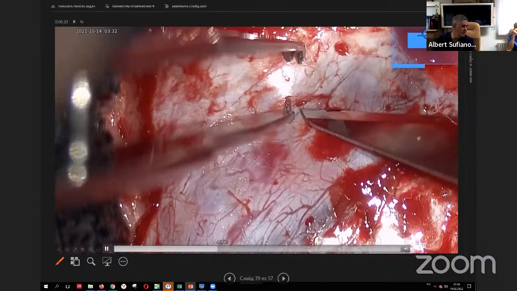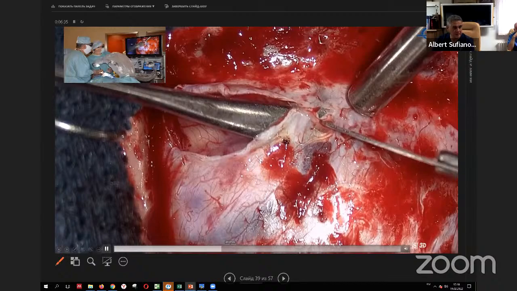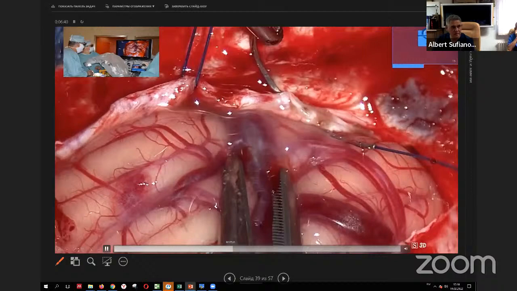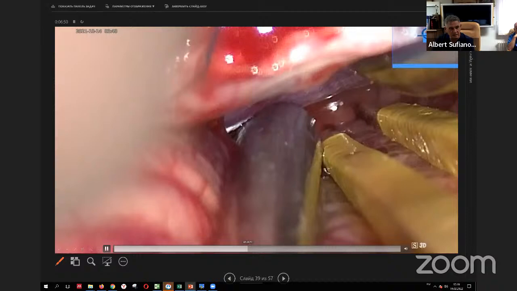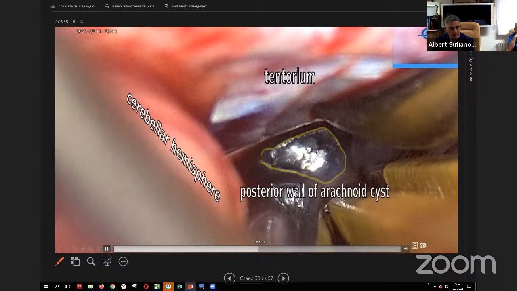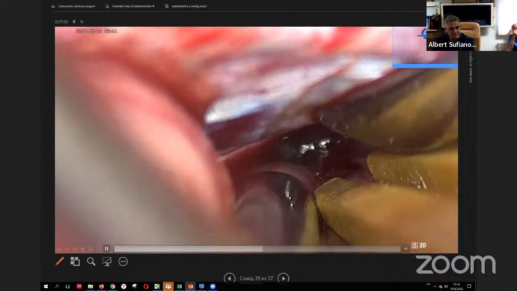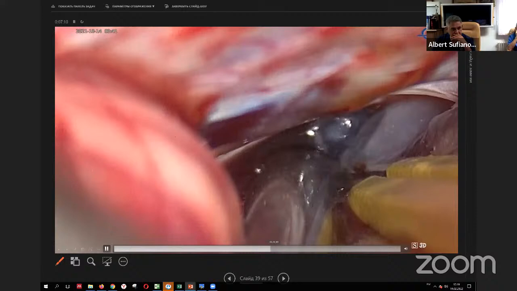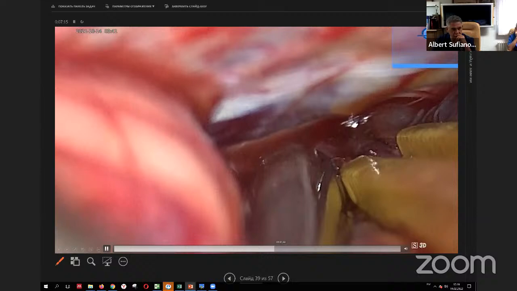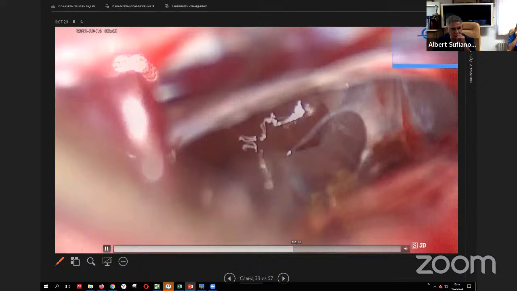Now open the dura. Open the dura and you see the surface of the cerebellum, the main vein. Now I start to dissect. Now we open the posterior wall of the arachnoid cyst. This is the tentorium. Now open the arachnoid, drain some CSF, just to relax the cerebrum and open the window, the road. Now you see the fenestration of the cyst. Very easy.